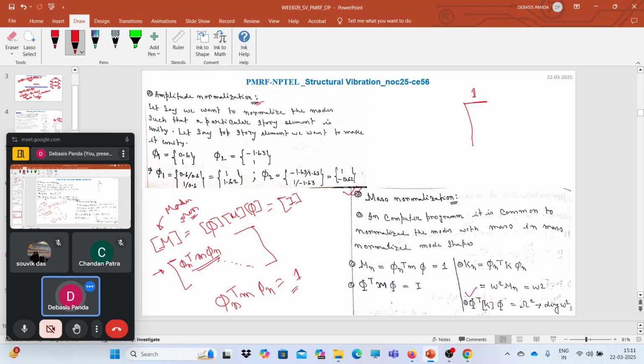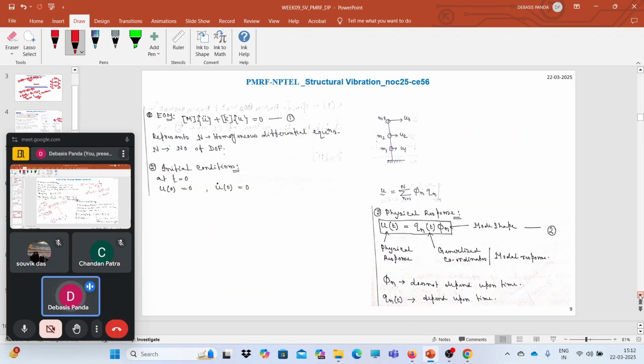And here again, the spatial matrix phi transpose k phi will become m and omega n square. So ultimately it will become omega n square. So the modal stiffness matrix k will contain omega 1 square, omega 2 square, omega 3 square in the diagonal terms. Okay. So these are very important properties we need to remember. These are very helpful to solve different kinds of problems.